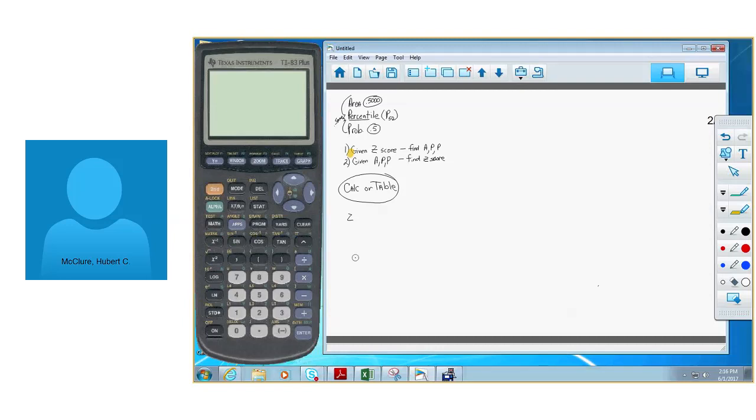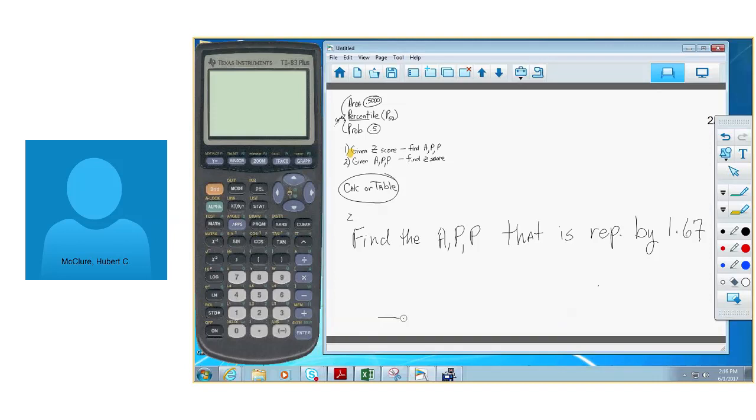All right, find the area, probability, percentile that is represented by 1.67. All right, first thing you want to do is draw a picture.